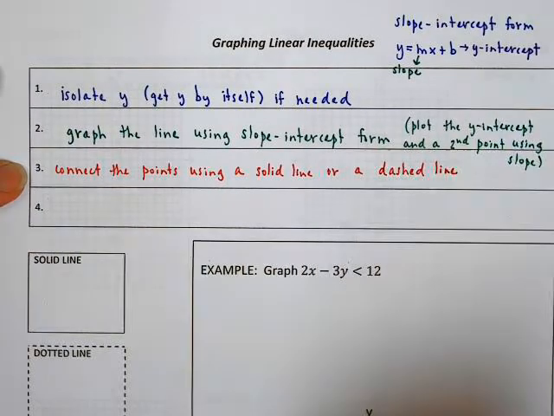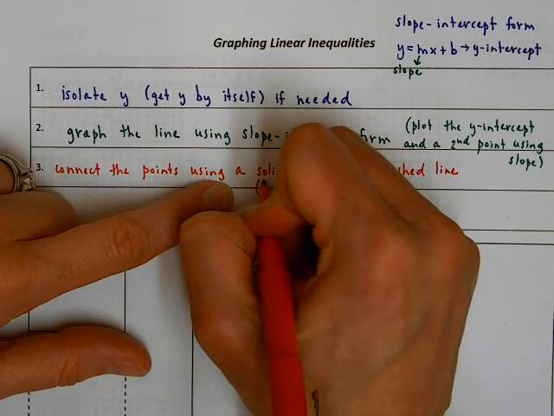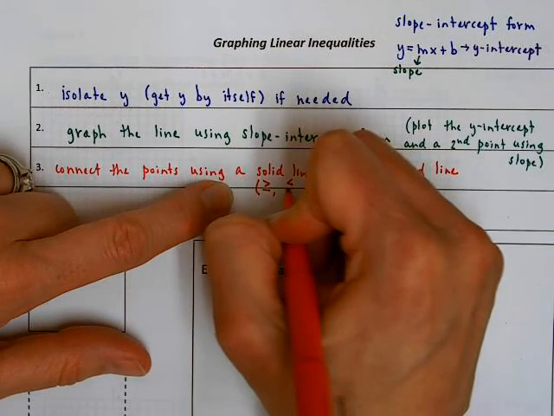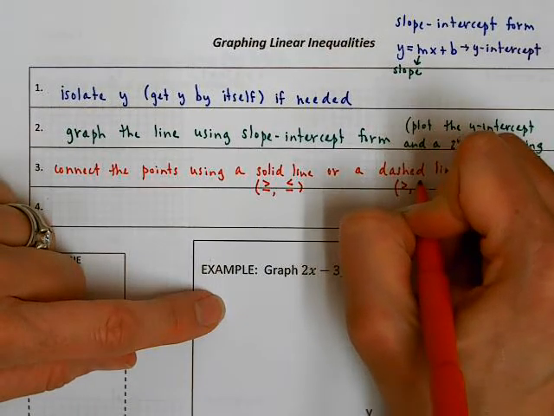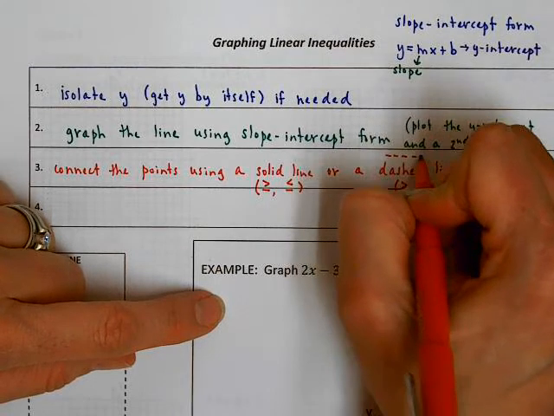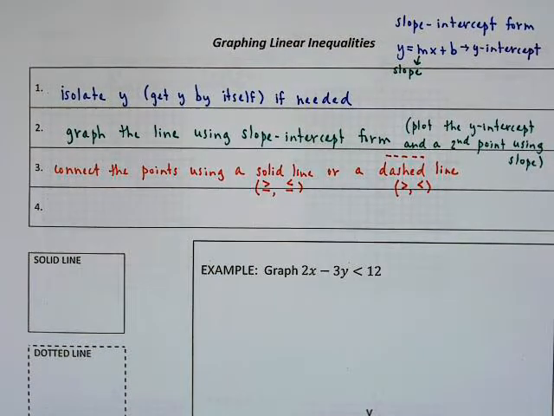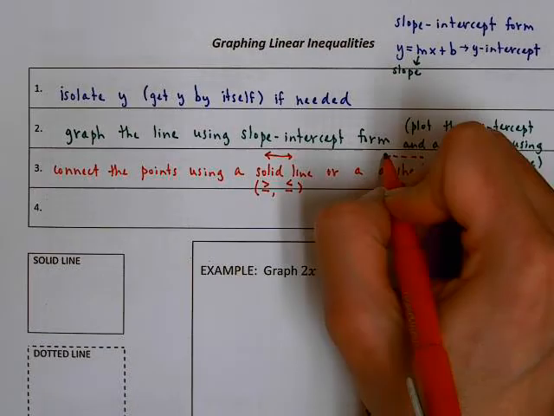And we'll get into that a little more later, but solid is really going to happen if our inequality is either greater than or equal to or less than or equal to. And dashed is going to be if I'm strictly greater than or strictly less than. And by dashed, I mean it's going to have gaps in it, like that, as opposed to a solid line like this.